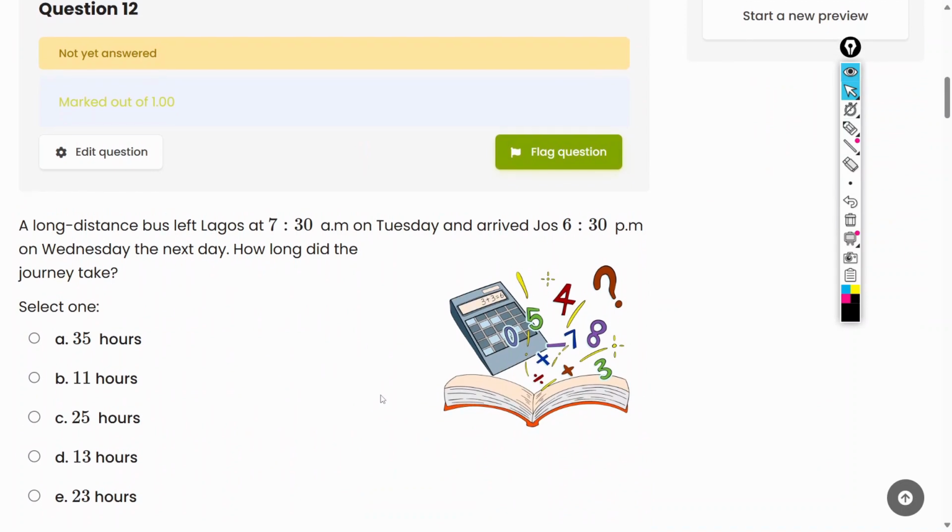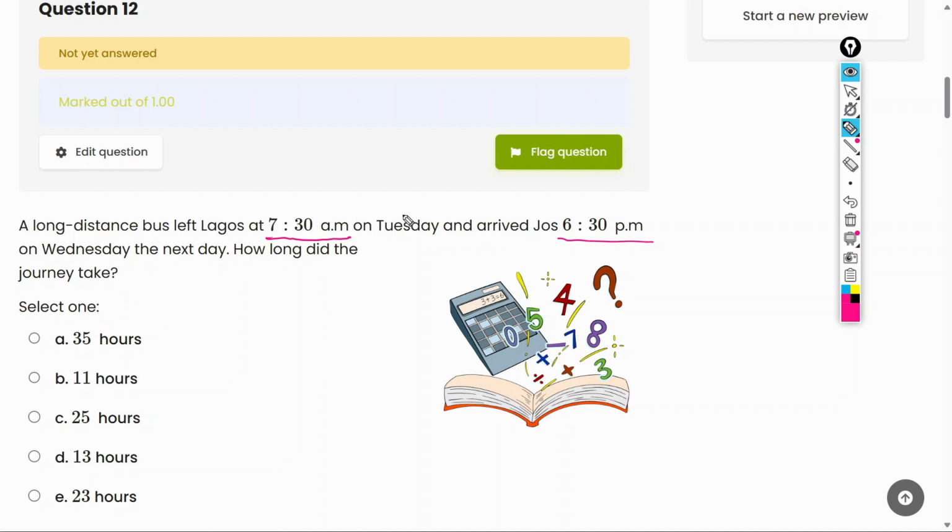Question 12. A long distance bus left Lagos at 7:30 a.m. on Tuesday and arrives Jos at 6:30 p.m. on Wednesday the next day. How long did the journey take?